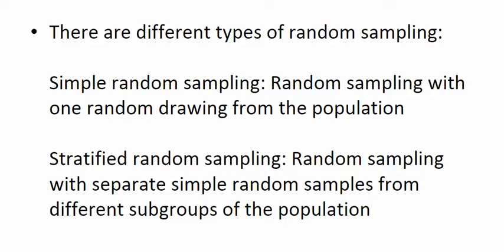So simple random sampling is random sampling with one random drawing from a population. It's a one-step process. In simple random sampling, you take one random batch from the population, and you're done. So imagine I'm teaching a class of 30 people, and I write each of their names on a slip and put the names into a hat, all 30. I shake it up, and I take out 10 names without looking. Those 10 will be a simple random sample of the 30 because it's just one random selection from all population members.